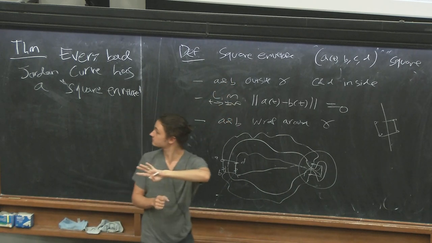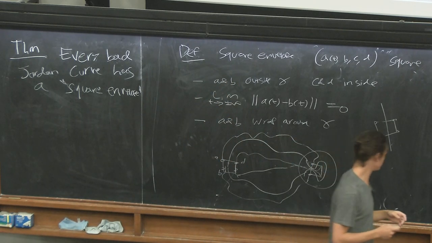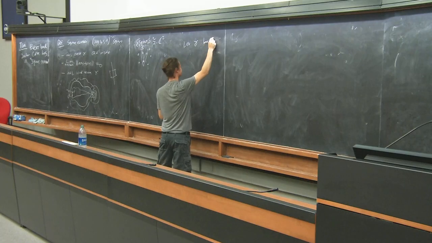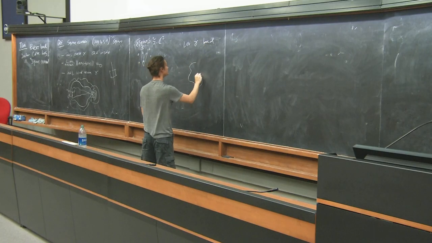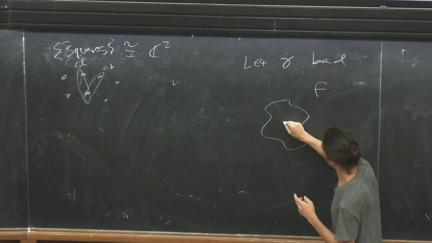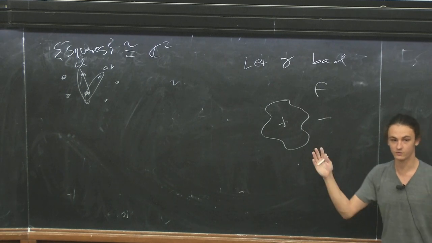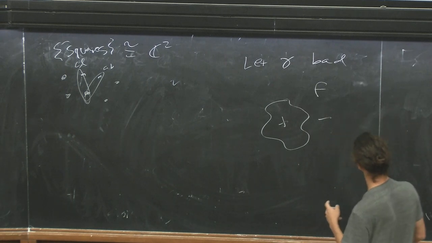So in the last 5 minutes, I'm going to attempt to prove to you guys the square envelope theorem. All right. So we're going to let gamma be a bad Jordan curve. And what we're going to do is choose a function f, which is positive inside and negative outside and zero on the curve. Okay, we can of course do this and we can make f continuous.